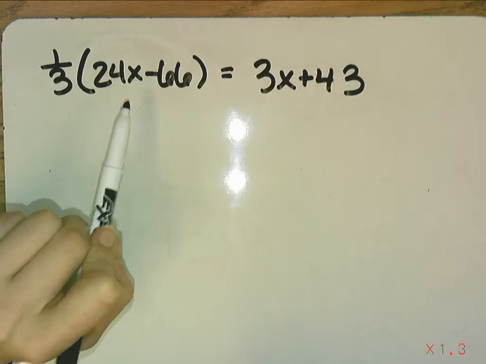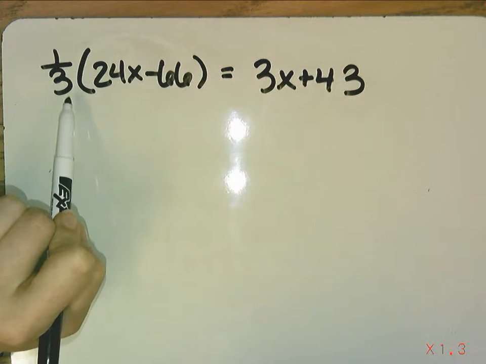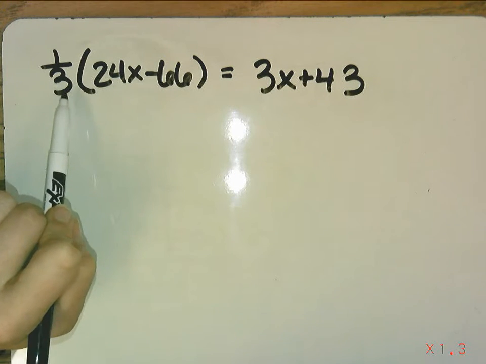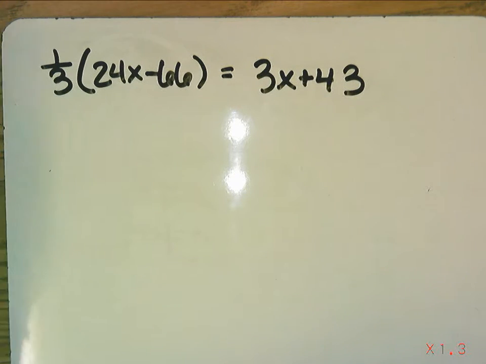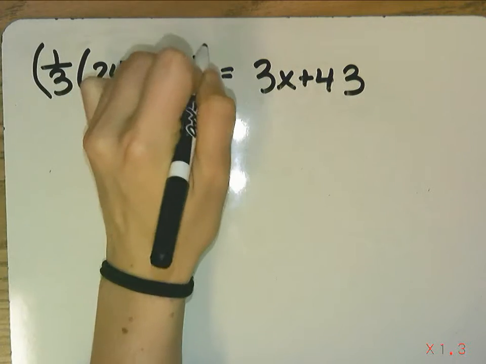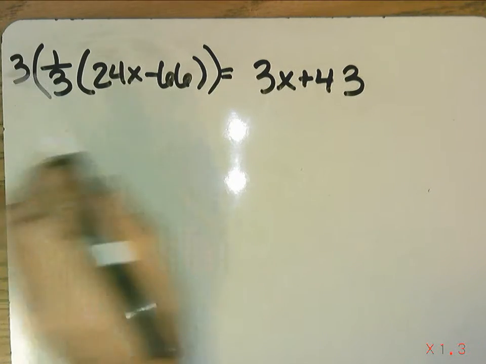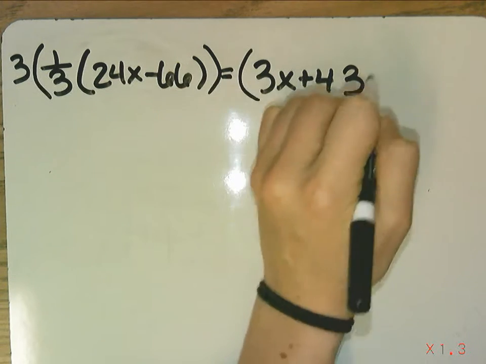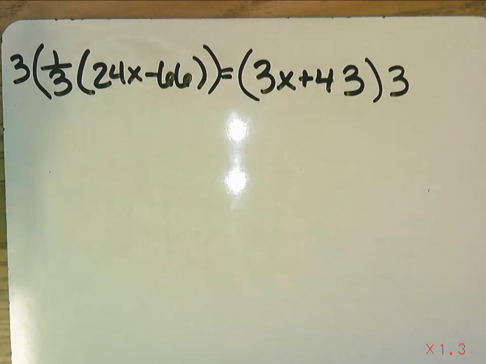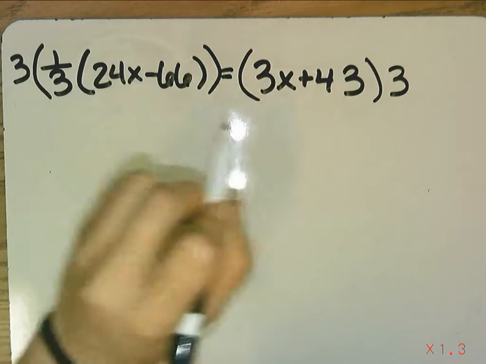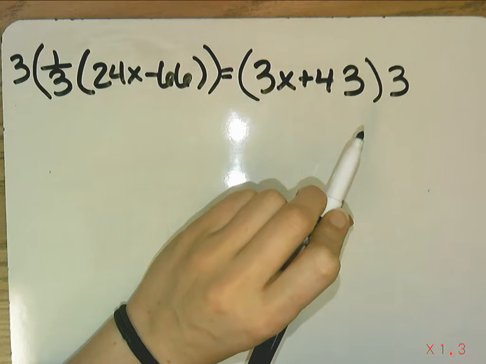So my goal is to clear this fraction of 1/3. To do so, my greatest common denominator is 3, so I'm going to multiply everything by 3. Since I've multiplied this side by 3, I have to do the same to this side to keep my equation balanced. Don't forget, whatever you do to one side, you have to do to the other side.